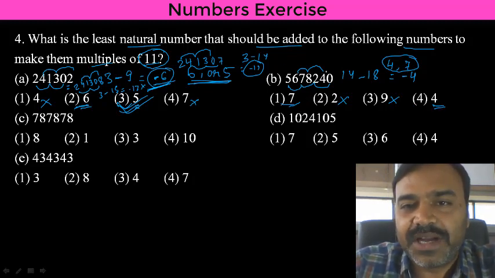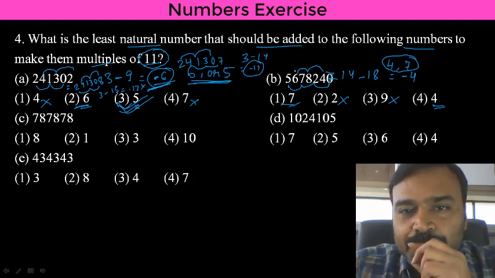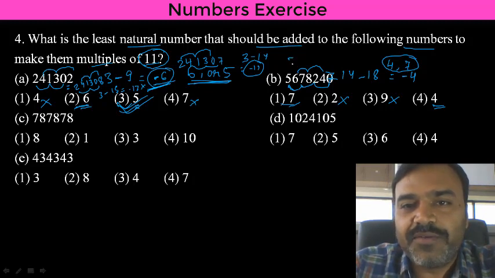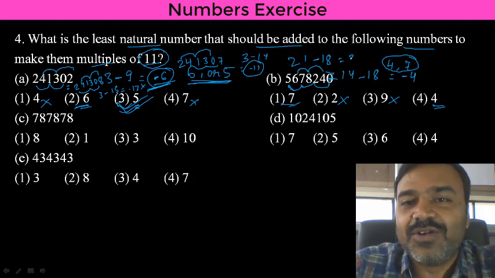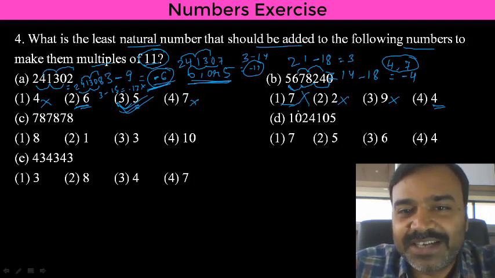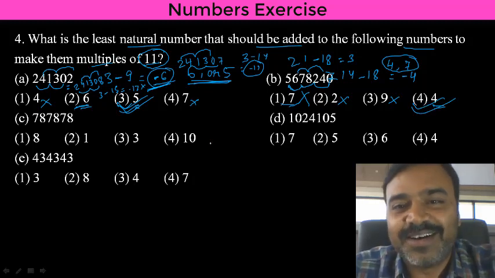If I add 7 to this, it becomes 5, 6, 7, 8, 2, 4, 7. Then the sum of odd place digits will be 5 plus 7, 12 plus 2, 14 plus 7, 21. And even place would be 6 plus 8, 14 plus 4, 18. 21 minus 18 is 3, not divisible. So 7 cannot be the answer. 4 has to be the answer.